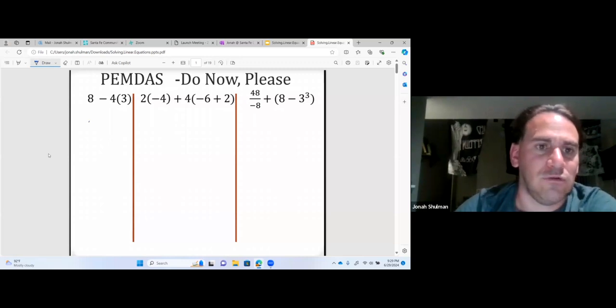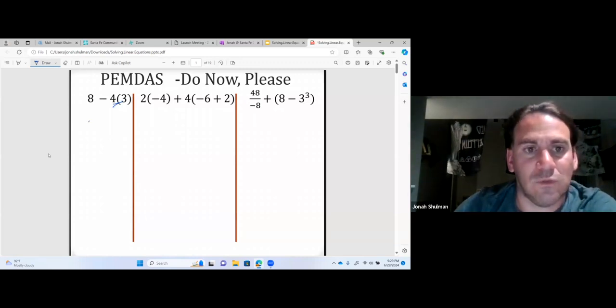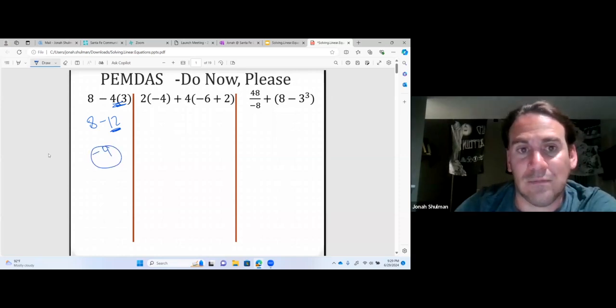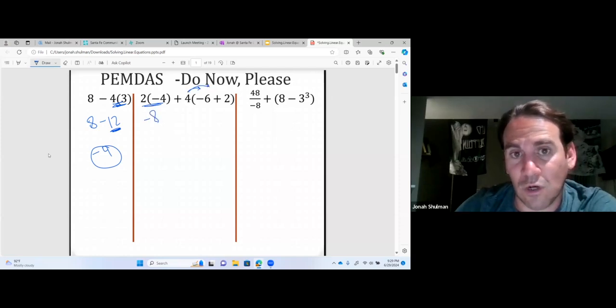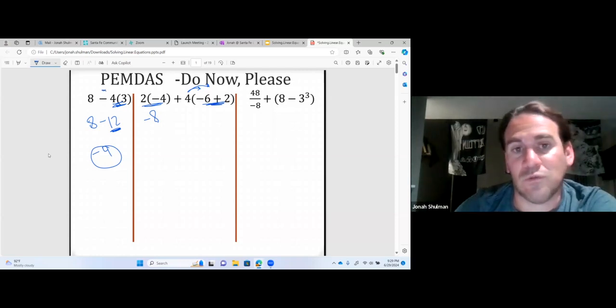So basically, we're going to show our students that the first thing they have to do is multiply first. So this is going to be 8 minus 12. 8 take away 12. The negative's bigger, so I'm going to be left with a -4 here. Here's the next one. 2 times -4 is -8. You can distribute this if you want, or you can do the parentheses first. Because it's PEMDAS, I'm going to do the parentheses first.